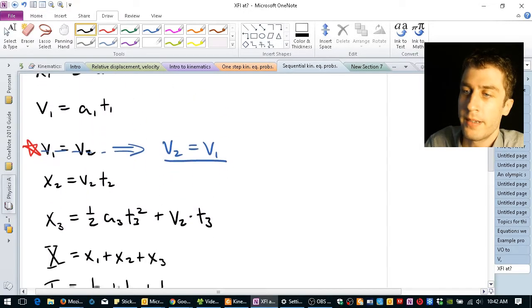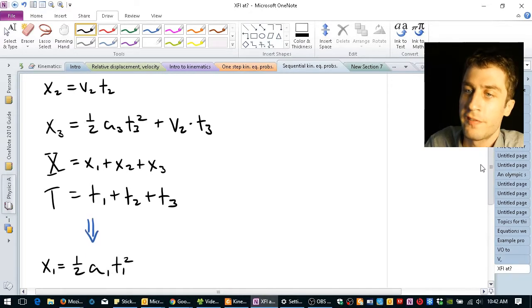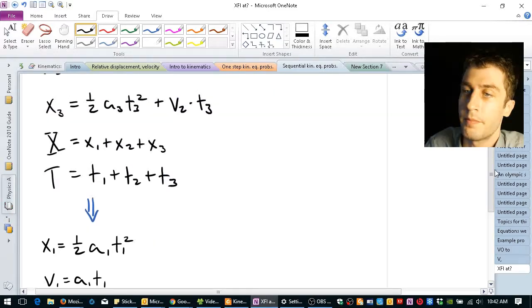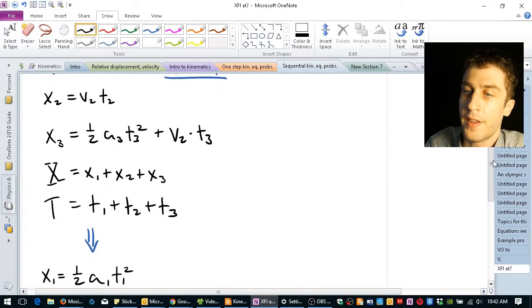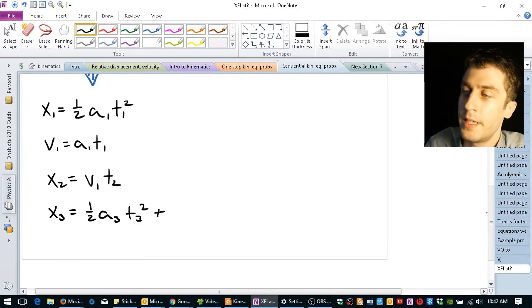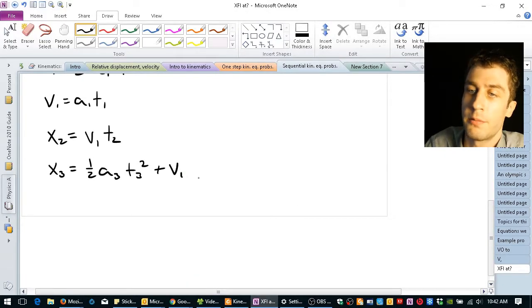We can't use the third equation. We've already solved for one of its variables. x2 equals v2 t2, but we need to substitute in for v2. So x2 equals v1 t2. x3 equals 1/2 a3 t3 squared plus v2 t3. But v2 is equal to v1. That's the substitution we're making.